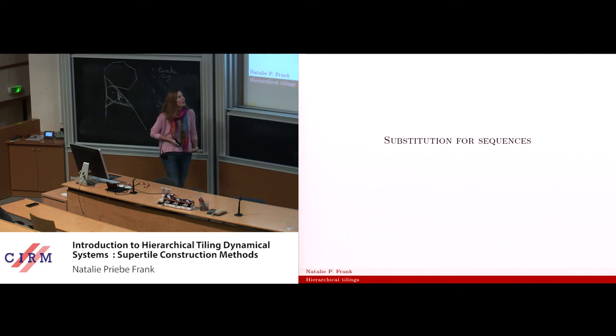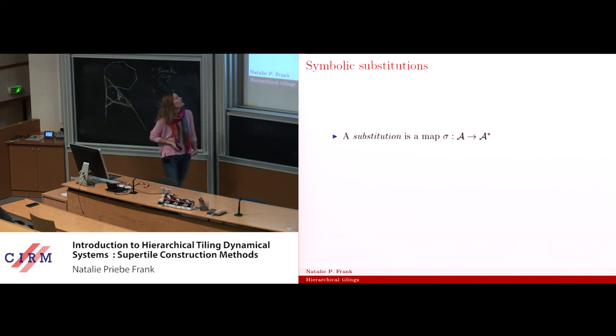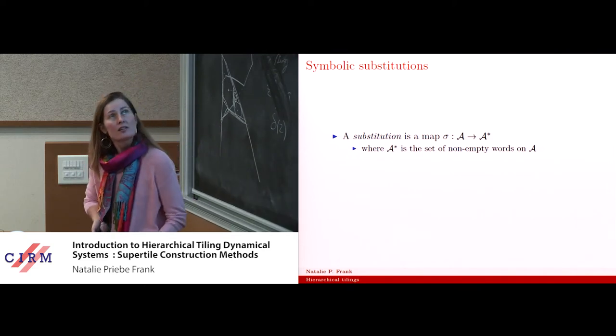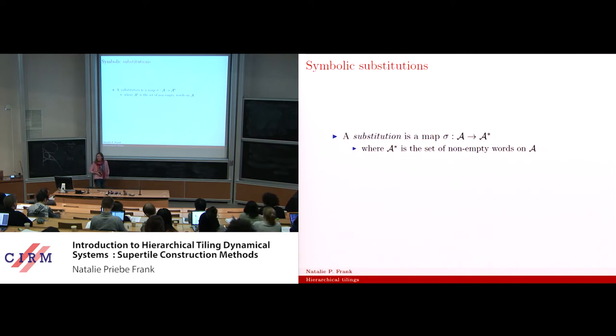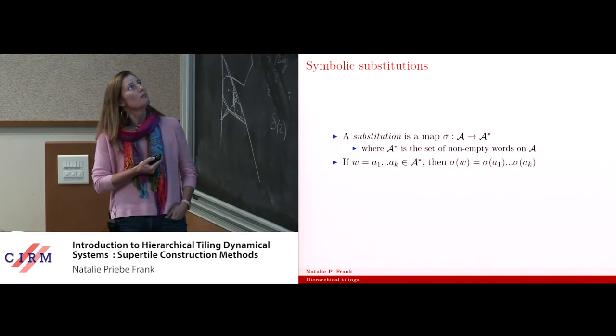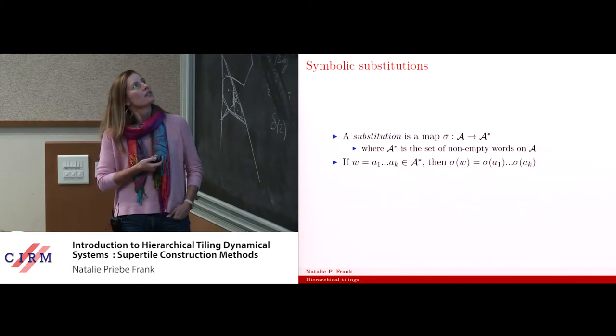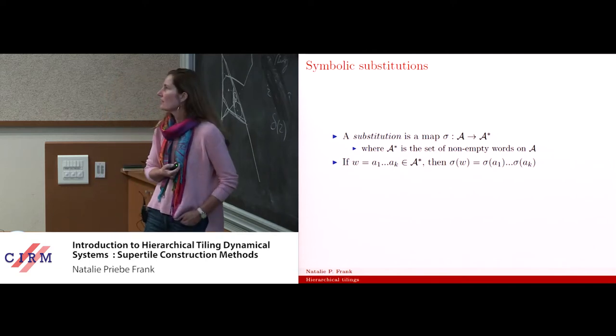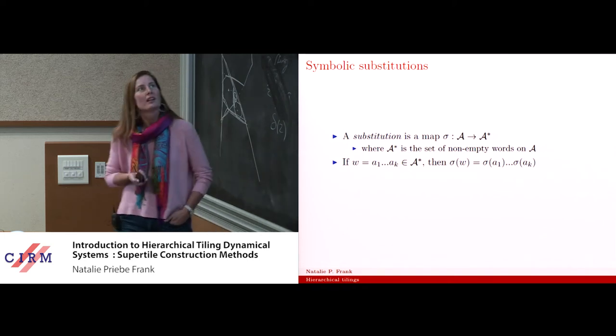Okay, so let's start at the beginning. All right, so a substitution. A is still our finite alphabet. I'm in the symbolic case, one-dimensional. And a substitution is going to be a map that goes from A to A star, where A star is the set of non-empty finite words on A. So you've got any old map there, and then if you've got some finite word, you substitute it by just literally concatenating the substituted letters from the word. I think everybody was talking about this already.